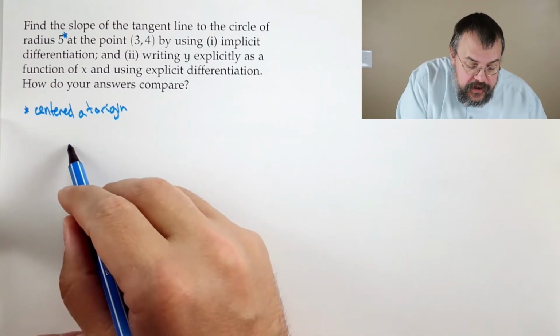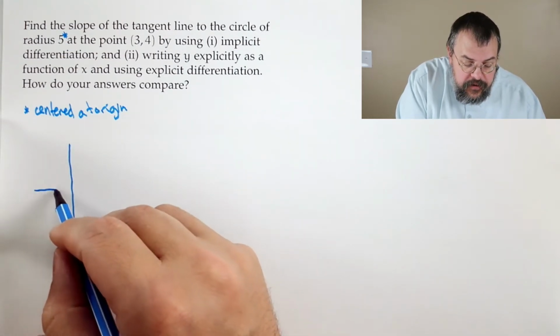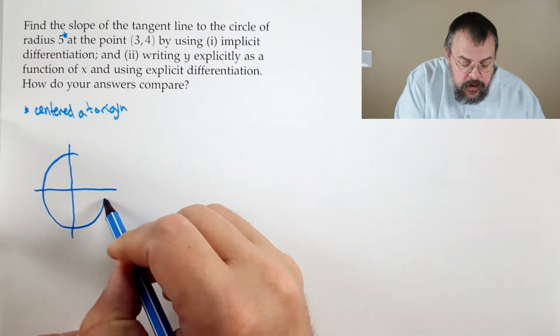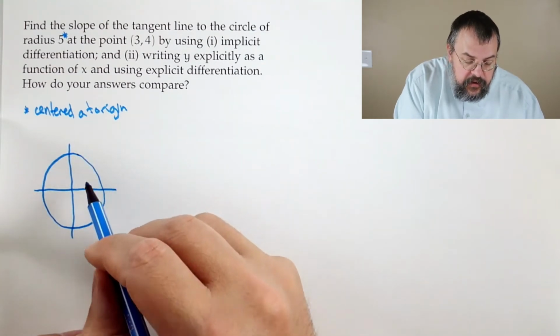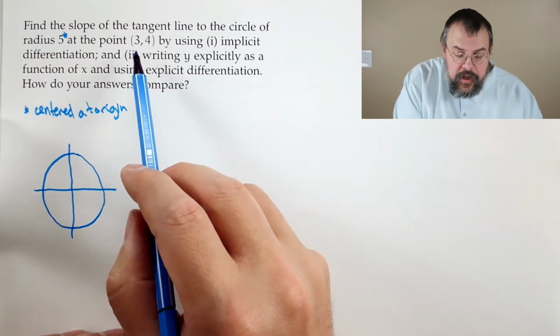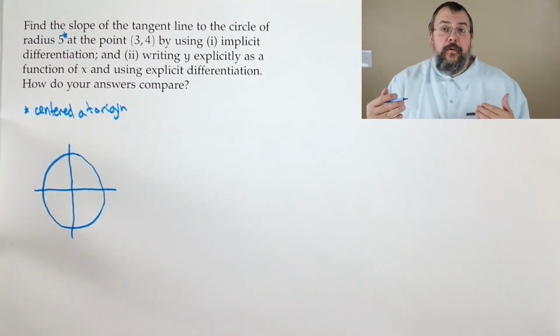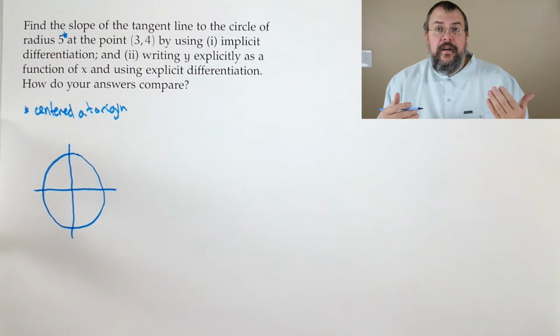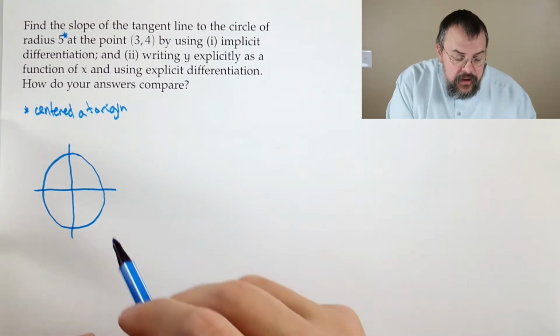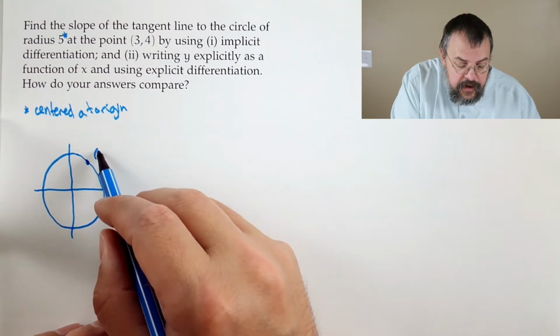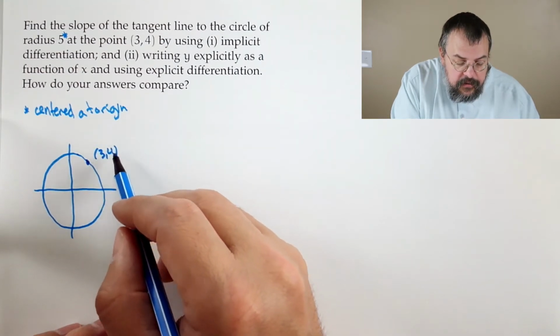So our picture here is we have a circle of radius 5, and so here it is. And the nice thing about this circle is that there are some convenient points. So (3, 4) happens to satisfy that it's distance 5 away from the origin, because 3 squared plus 4 squared, 9 plus 16 is 25, and the square root of 25 is 5. So it would be close to over here. So here's the point (3, 4).